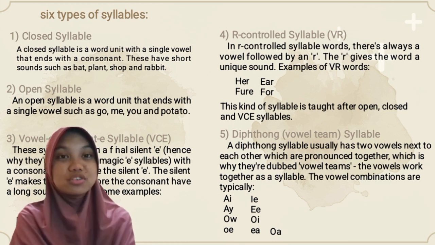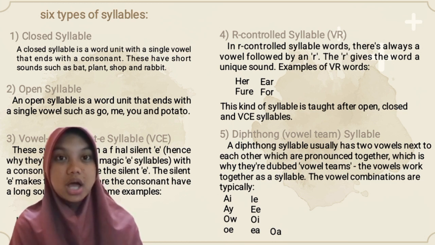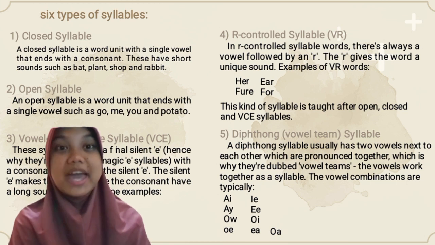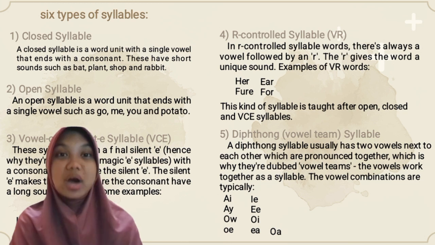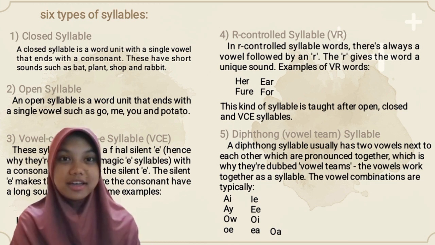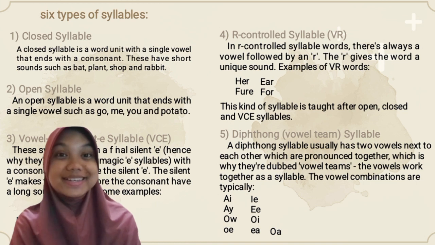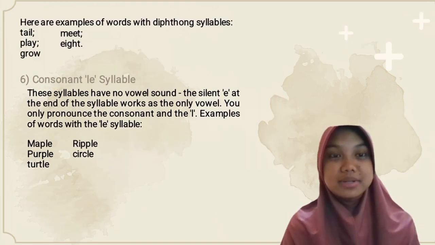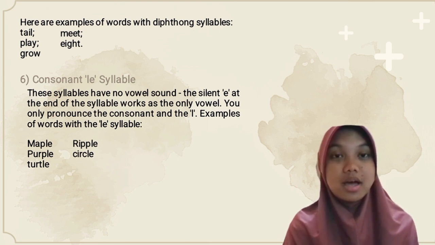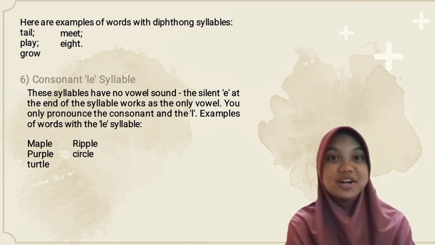5. Diphthongs or vowel team syllable. A diphthong syllable usually has 2 vowels next to each other which are pronounced together, which is why they are dubbed vowel teams. The vowels work together as a syllable. The vowel combinations are typically AI, AY, OW, EE, and EA. Here are examples of words with diphthong syllables: tail, play, crow, meet, and ate.